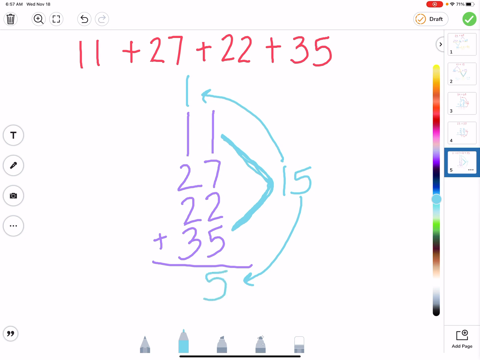Now, after this, when you get to the 10s, if you can't make 10 immediately, it's just going to be up to your preference. I see that 1 and 1 is going to make 2, and then I have 2 other 2s, so I can say 2, 4, 6, and then 6 plus 3 equals 9.